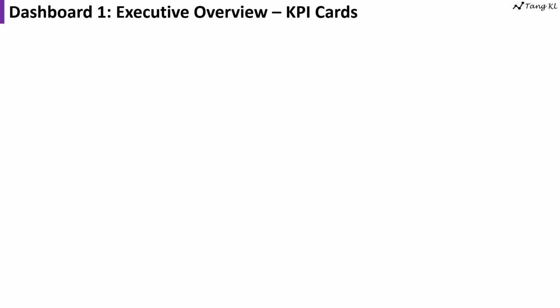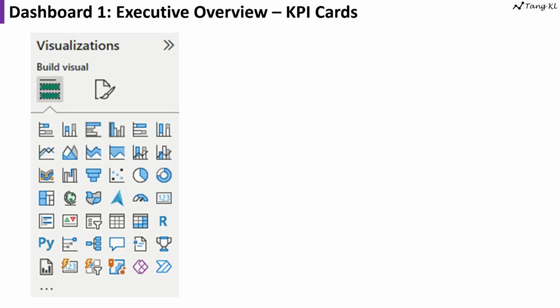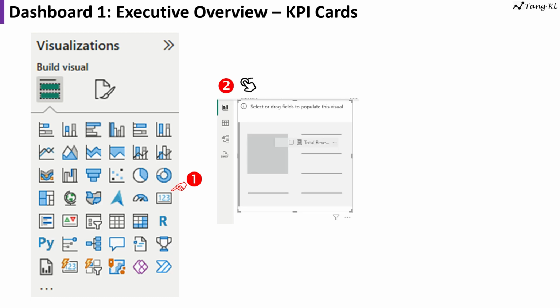We'll start the executive overview by creating KPI cards. These cards act as the business vital signs and are meant to be read at a glance. First, select the card visual from the visualizations pane. Next, drag total revenue into the fields area. Power BI immediately displays the key number.